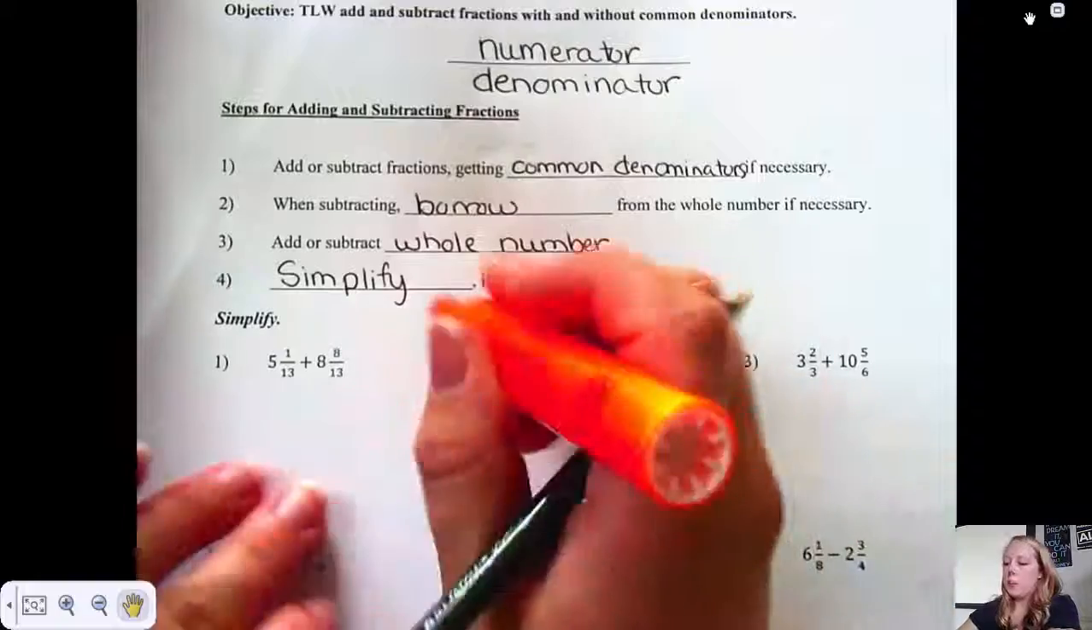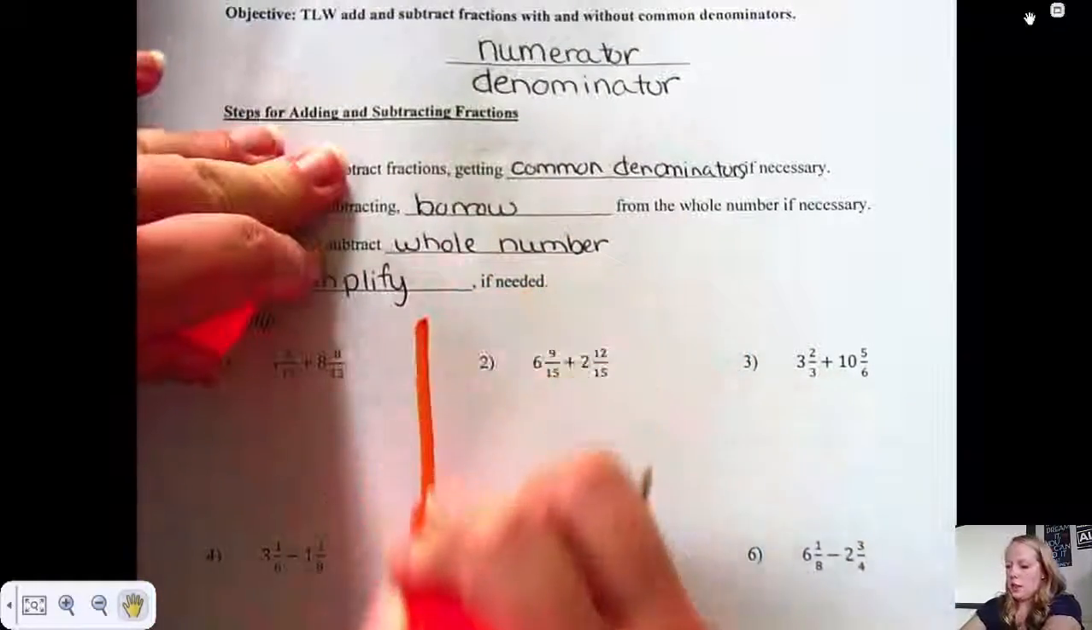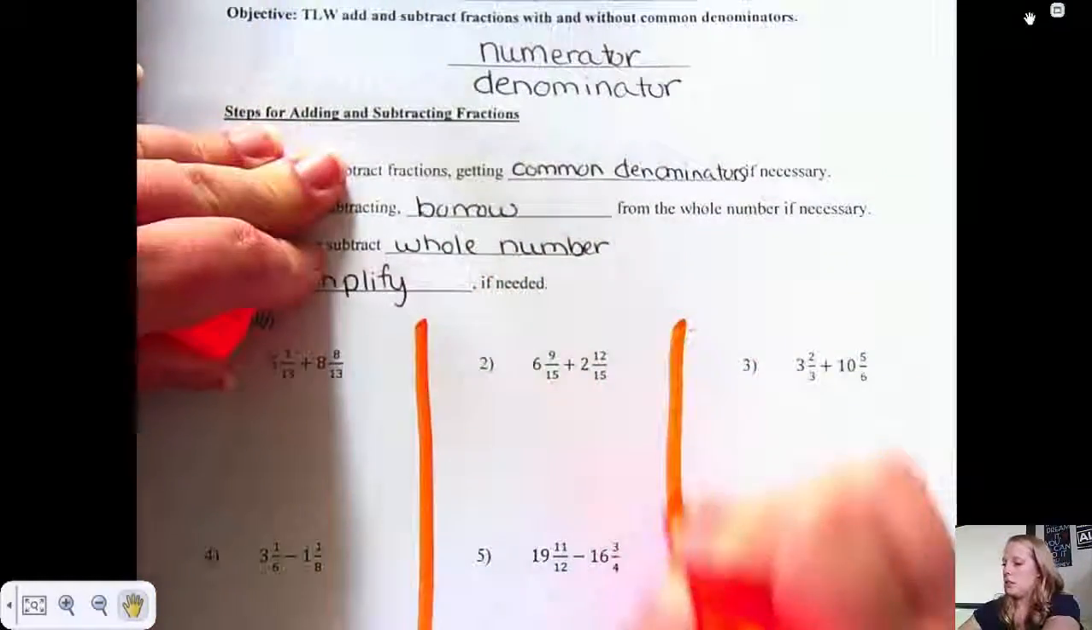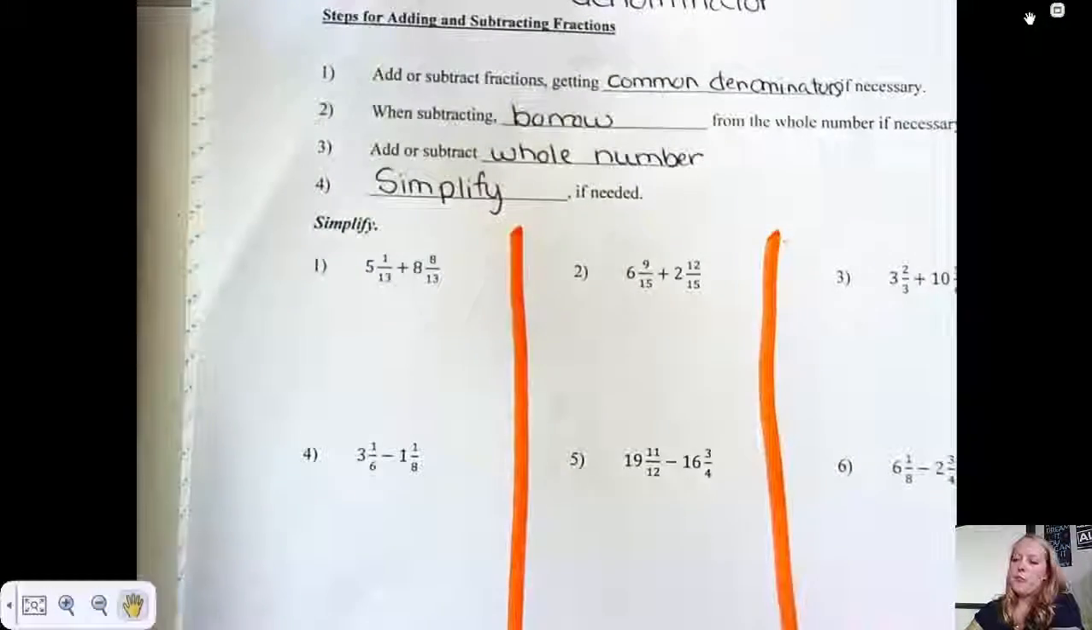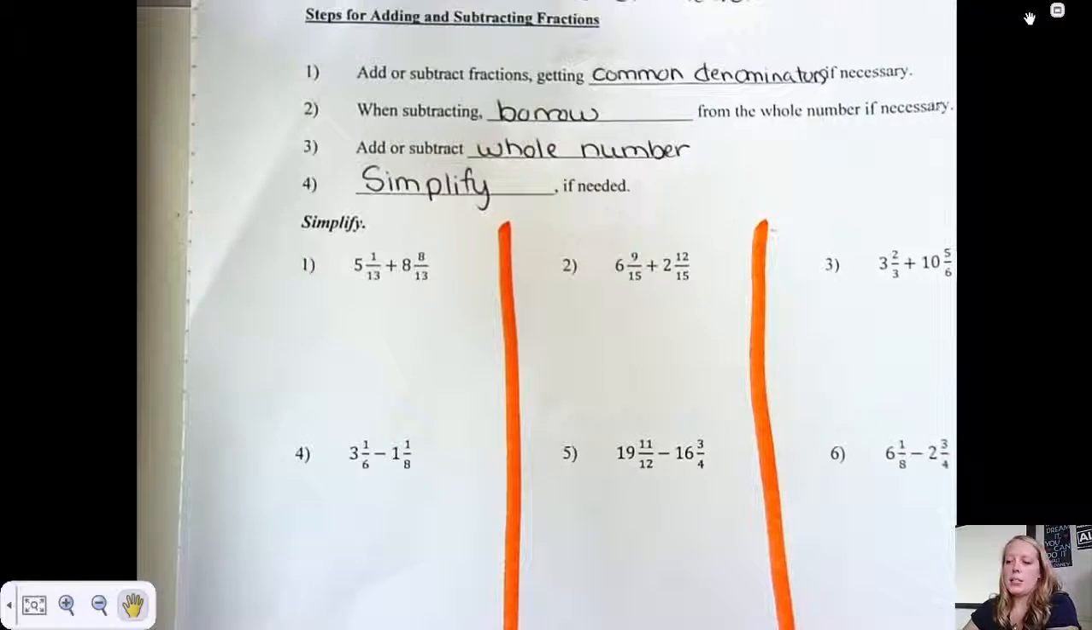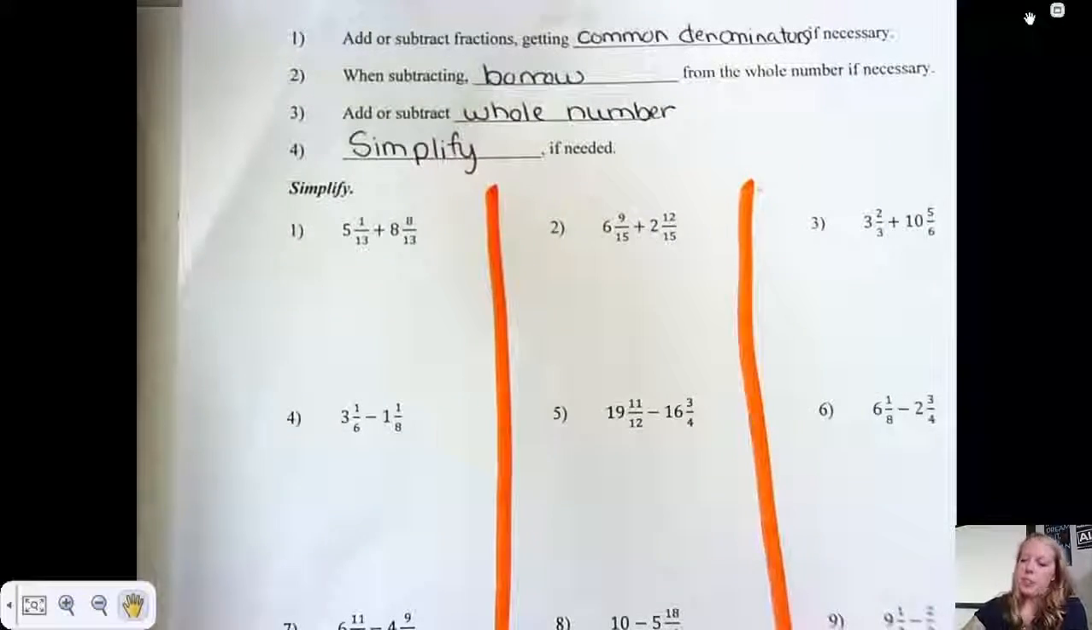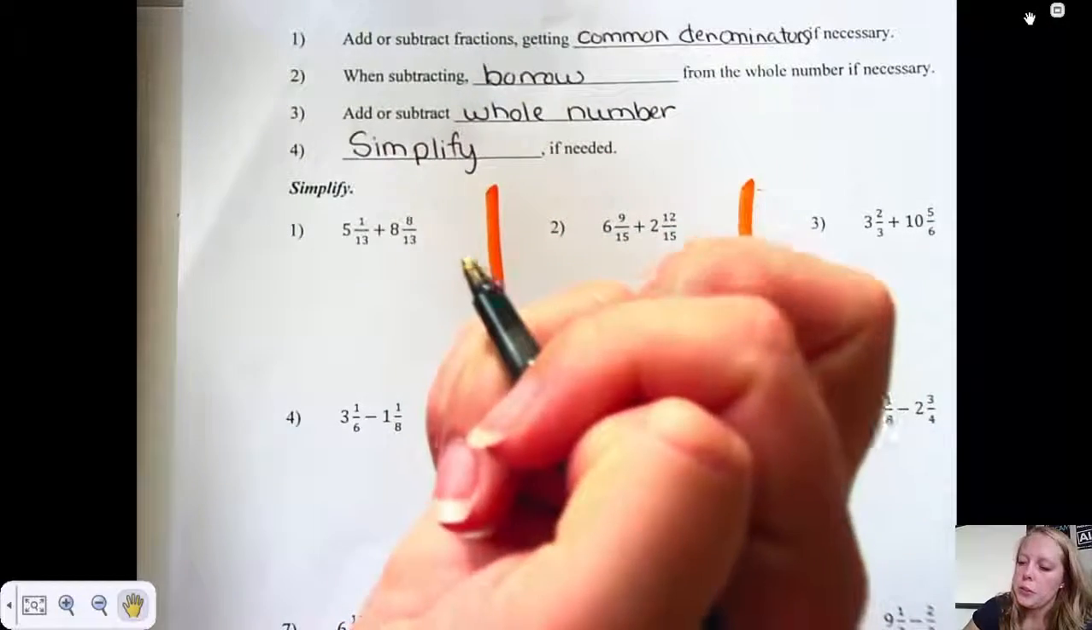Let me section off my paper. I need to know how much space I got. Okay. So let's start with number 1. 5 1/13 plus 8 8/13. So here's what I want you to do.